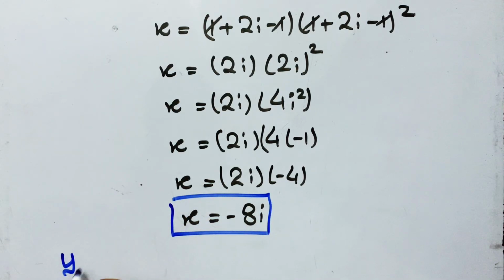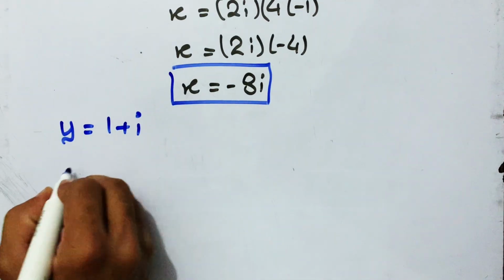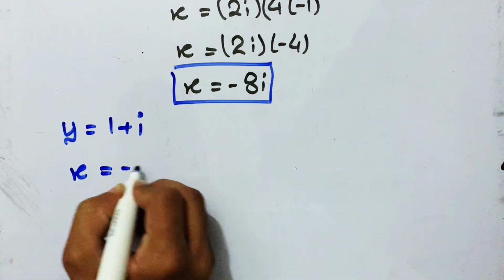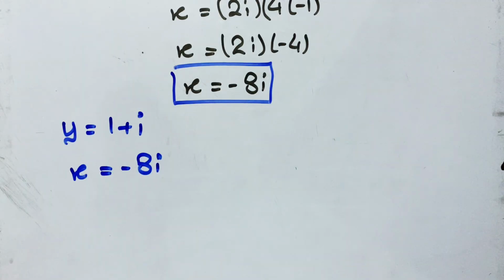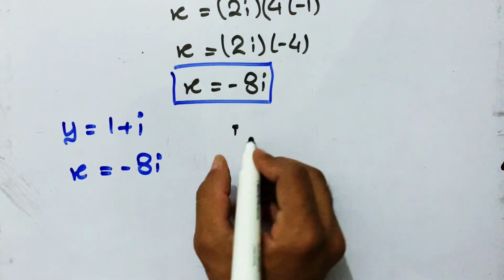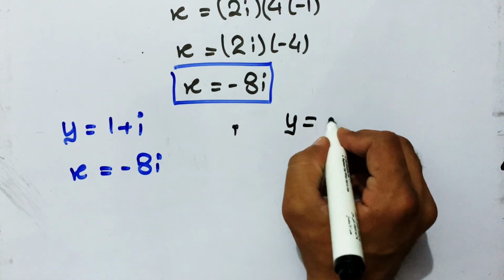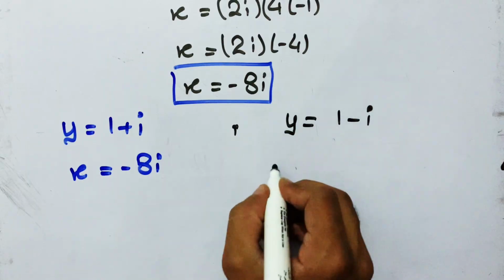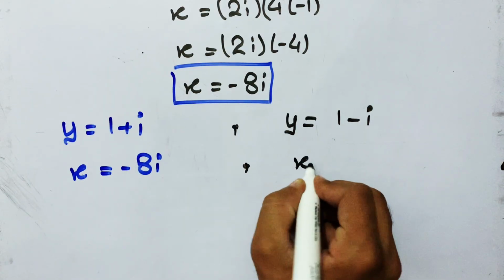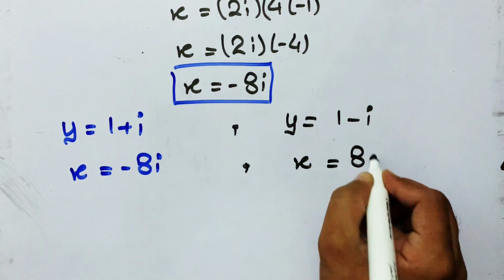Where y is equal to 1 plus i, x is minus 8 iota. Where y is equal to 1 minus i, the x value is 8 iota.